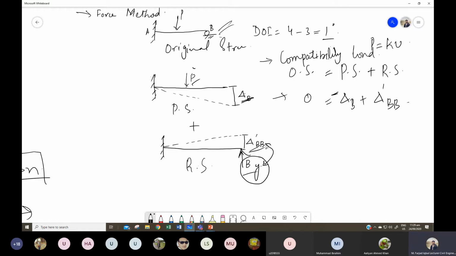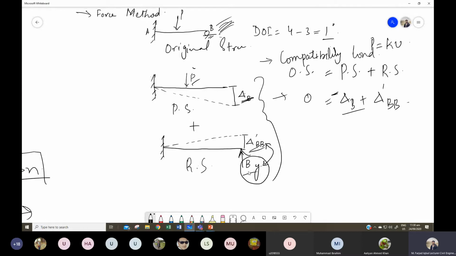delta dash BB. And if I write the equation for these three beams, by the principle of superposition, this beam should be equal to the sum of these two beams, right? These two beams should satisfy the condition of the original beam. So what that means is that the deflection in the original structure, there was no deflection, so that is equal to zero. And in the primary structure, we have deflection at the roller support due to the application of this P load that I have represented by delta B.